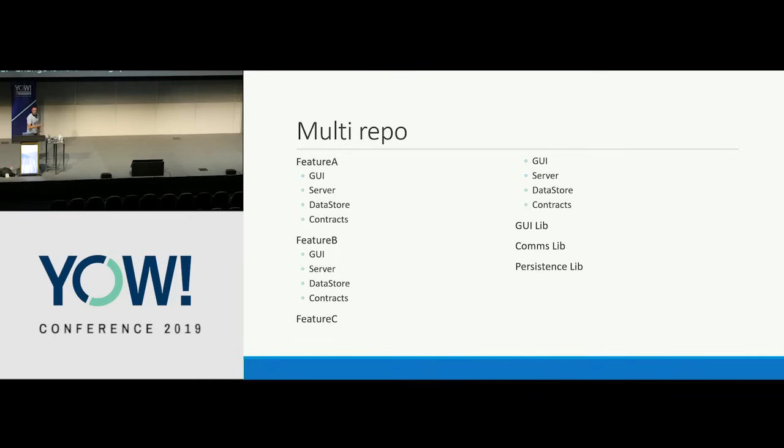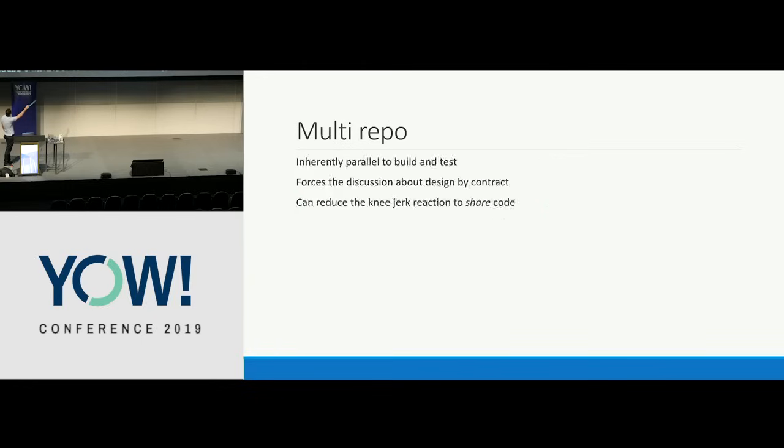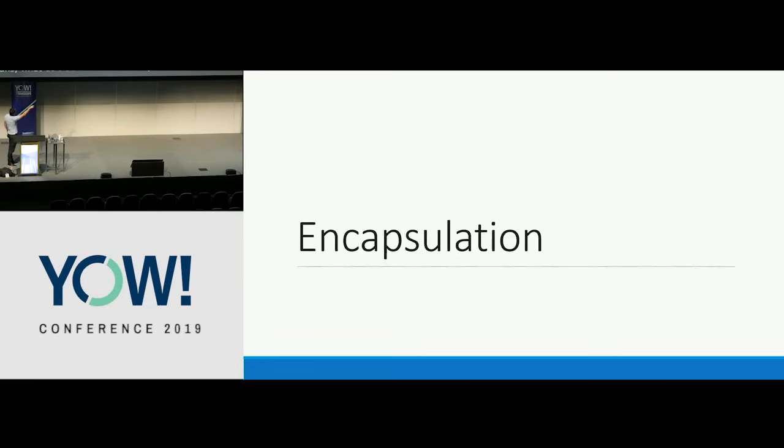And within those bounded contexts, you may have numerous services, and those bounded contexts can be your repo. So remember, loose coupling is just one end of a spectrum. We still want to balance that with high cohesion. So the multi-repository, inherently parallel to build and test, forces a discussion about design by contract, and can also reduce this knee-jerk reaction to share code. I'll rant about that a little bit later.